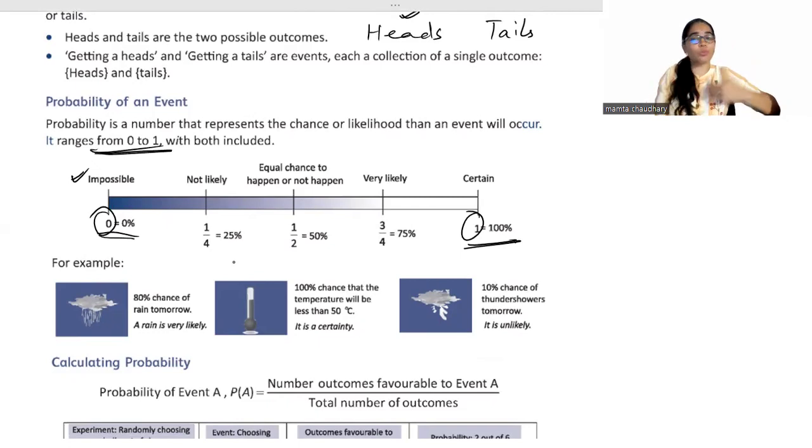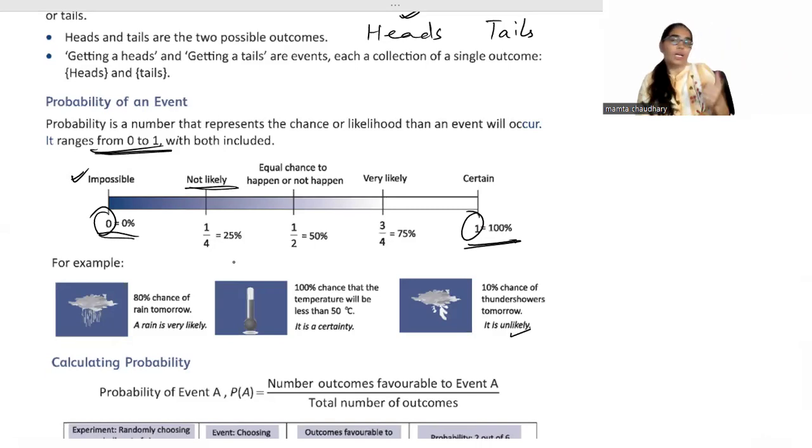It means if you are solving a question and you get a probability less than 0, you are doing it wrong. Or if you are getting more than 1, you are doing it wrong. So you need to take care of this. Now, if you are getting a 25% chance, that is not sure. Like a 10% chance of thunder showers tomorrow. Only 10% chance. It's not 0, but it is less than 50%. So that is basically unlikely.